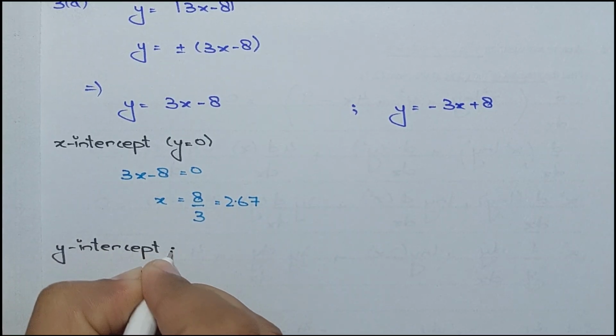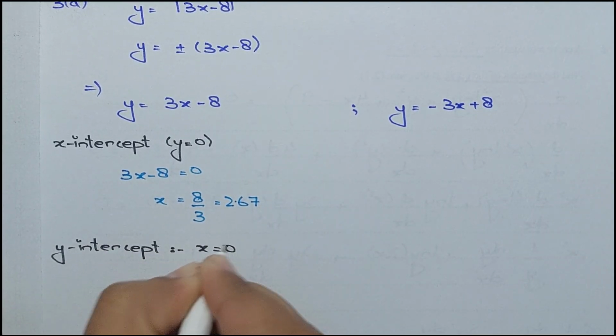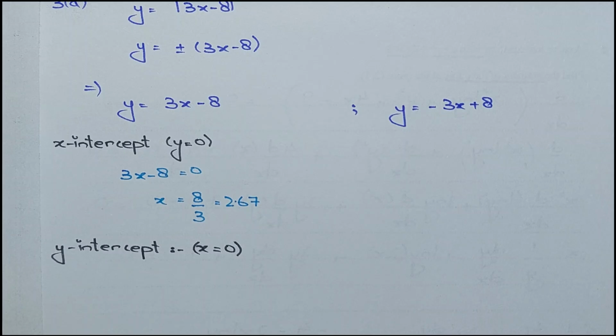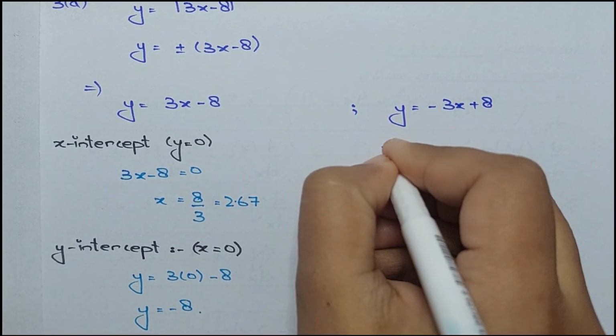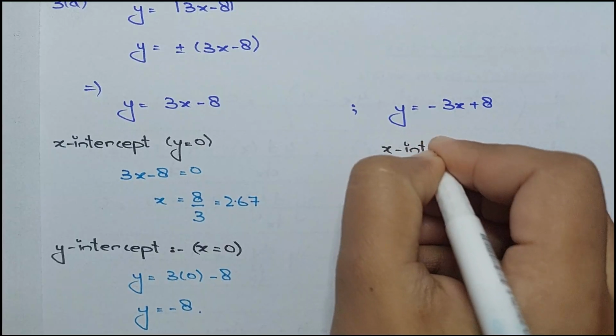For y-intercept, you have to put the variable x equals 0. When the x value equals 0, what is your y? y equals 3 into 0 minus 8. So y value is negative 8. Okay. On the other hand, find out the x-intercept for this.